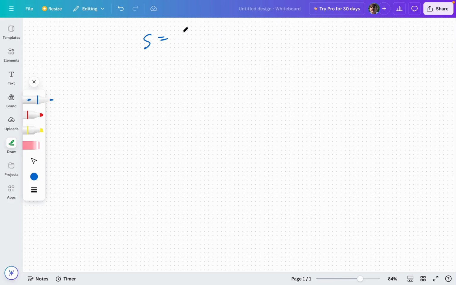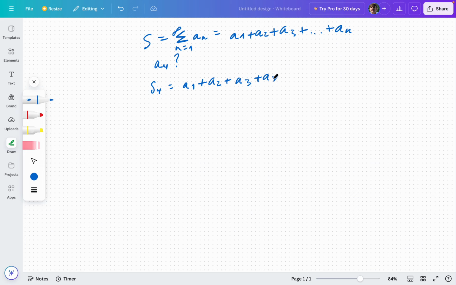Let's say that S equals the sum from n equals 1 to infinity of a sub n, which is a sub 1 plus a sub 2 plus a sub 3 plus dot dot dot plus a sub n. Now, what if you're asked to find what a sub 4 is? Well, you would say that I know that S sub 4 is a sub 1 plus a sub 2 plus a sub 3 plus a sub 4. Now, how do I find a sub 4 here?